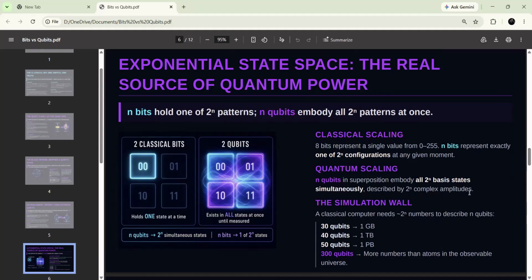You can see here, a classical computer requires 2^n numbers in order to represent n qubits. Suppose you have 30 qubits, it requires 1 GB. 40 qubits, 1 TB. 50 qubits, 1 PB. And if you consider 300 qubits, it requires more than the number of atoms in the observable universe. So that is what it is saying.